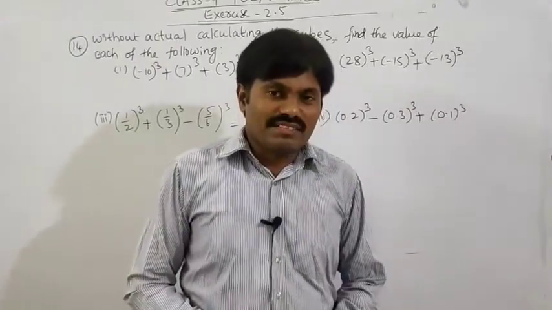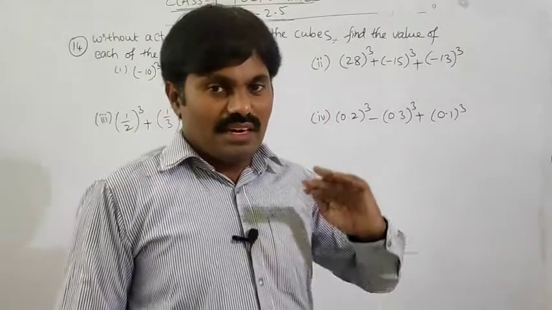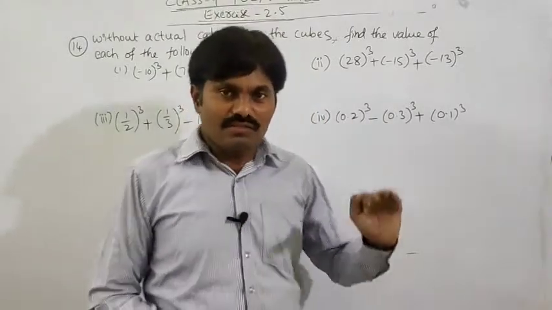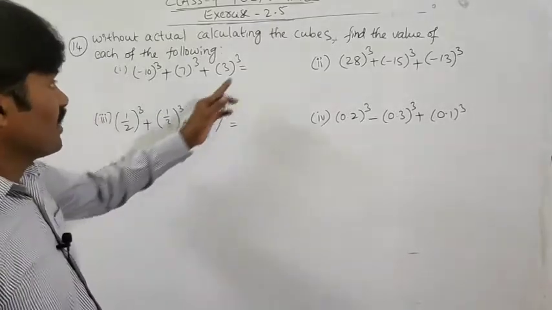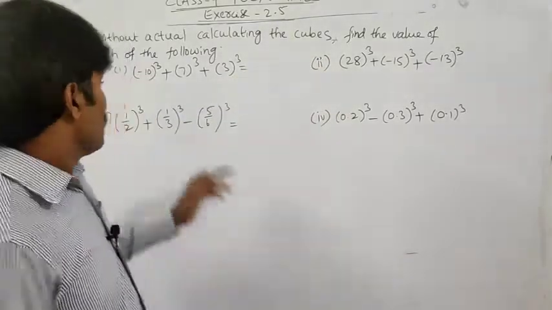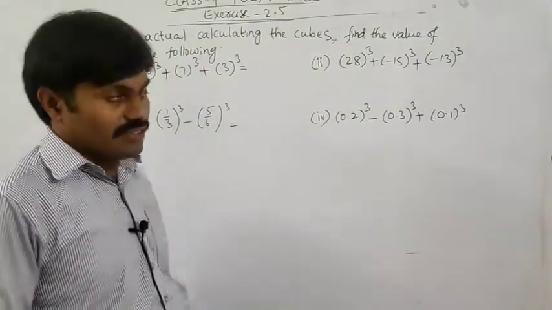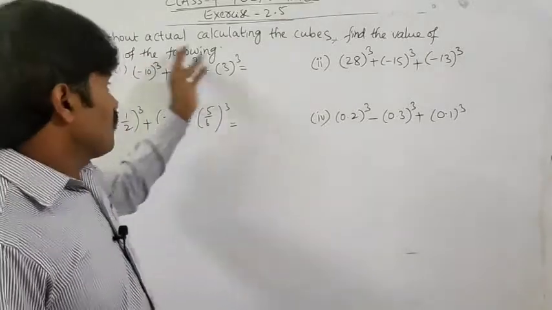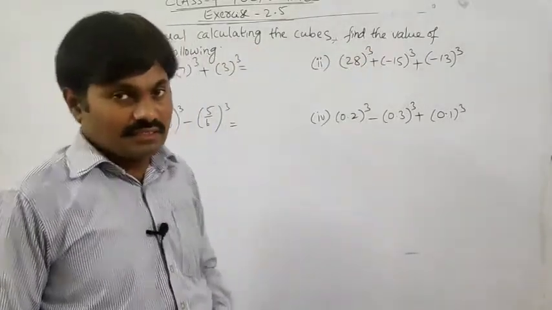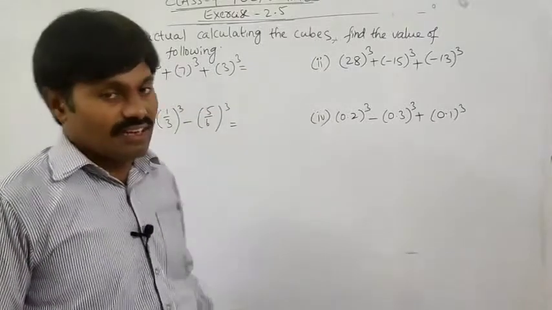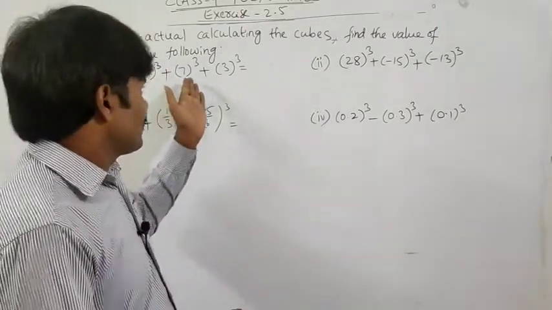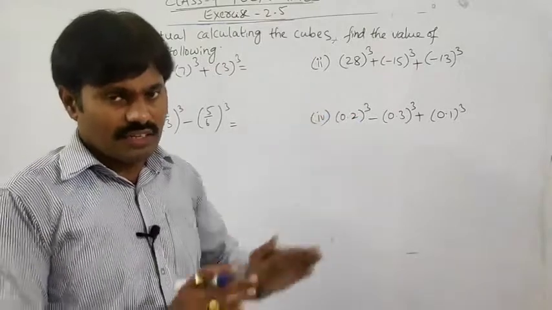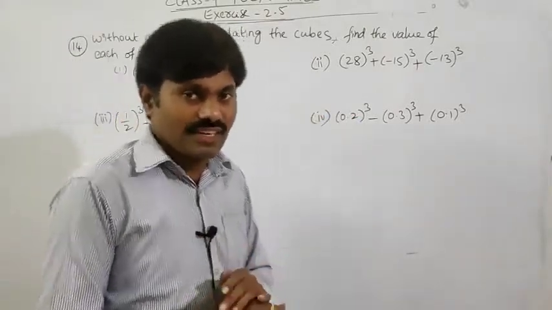Okay, my dear students, now based on that result, we are going to solve one more problem, that is question number 14. Without actually calculating the cubes, find the value of each of the following. In competitive exams, they don't give that statement. They will just give us like this and ask us to simplify. Of course, by calculating each and every cube we can find out, but it is a little lengthy. So instead of that, we can apply that result.